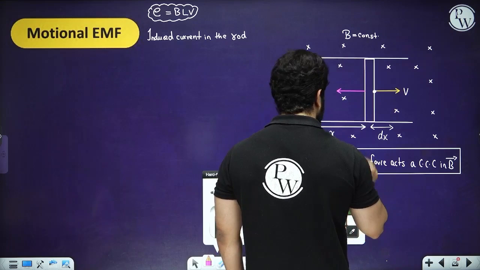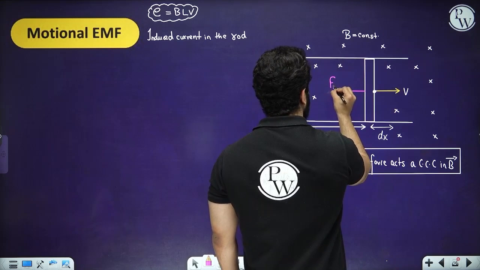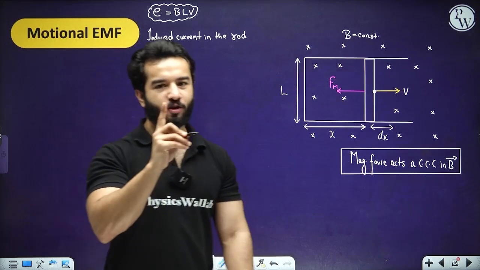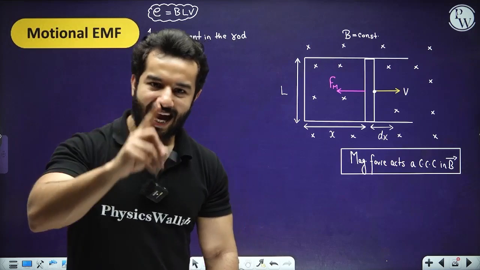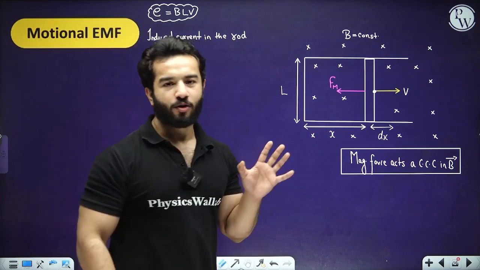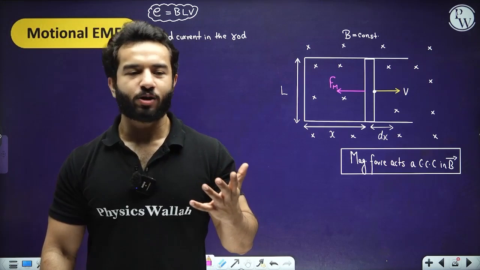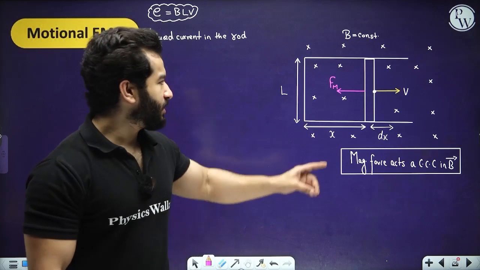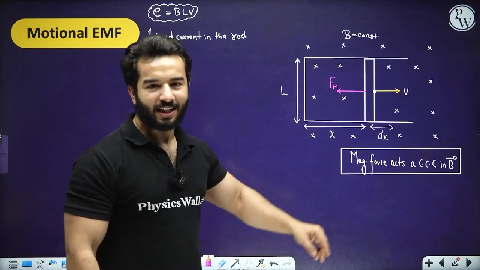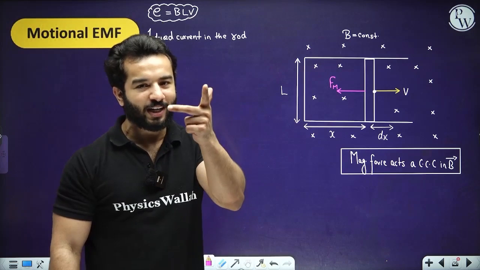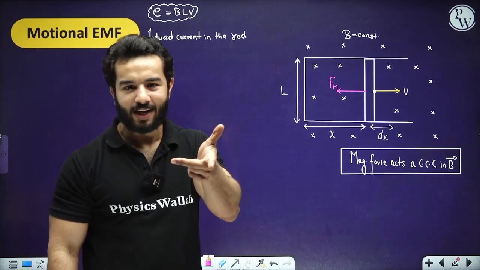Is it clear? There must be a resistive force, there must be a deceleration produced on this rod due to induced current. That's what the induced current will want. So that means there must be a force which will act in this direction, and we can find it out using Fleming's left hand rule.